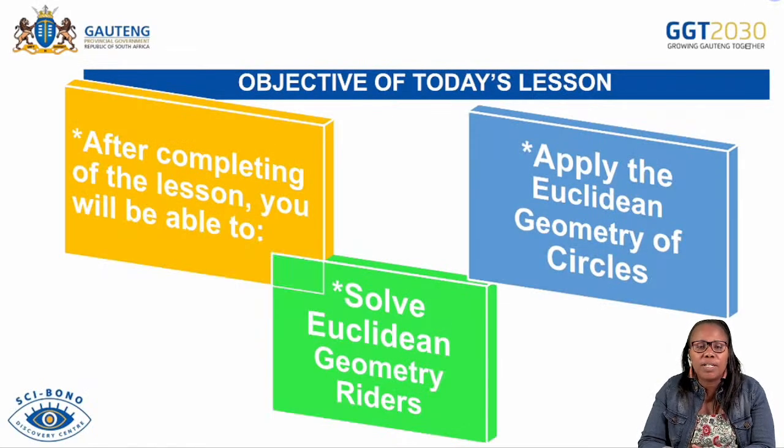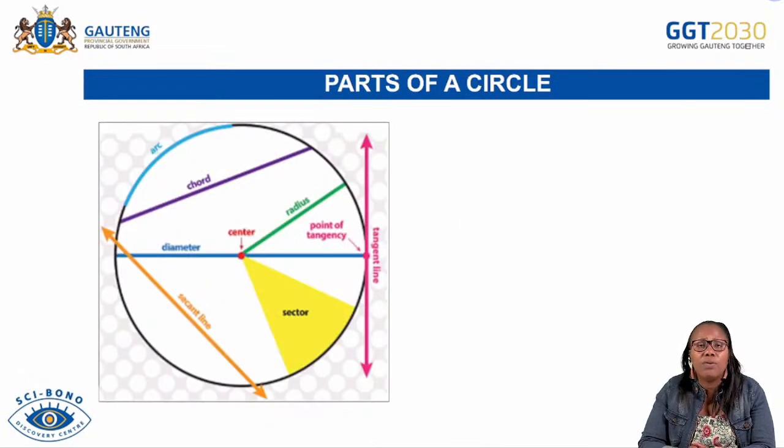The objectives of today's lesson are: after completion of the lesson, you will be able to solve Euclidean geometry riders, or apply the Euclidean geometry of circles. Remember, grade 12, this topic is worth plus minus 40 marks on our paper 2. Now let's start with the parts of the circle. How do we name certain parts in our circle?